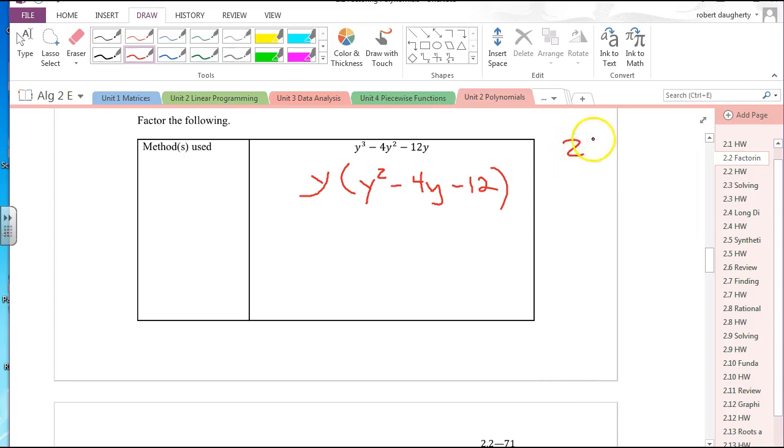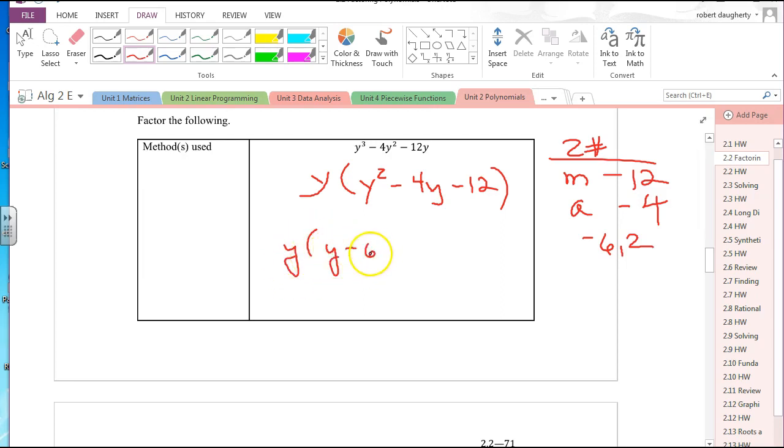I solve this without fear by looking for two numbers that multiply to give me what? Negative 12. Add to give me negative 4. What numbers possess those properties? Negative 6 and positive 2. Those numbers multiply to negative 12. They add to negative 4. What do I do with these numbers? I just go straight to my answer. There we go. That's it, okay?